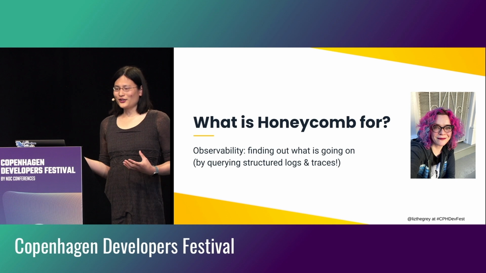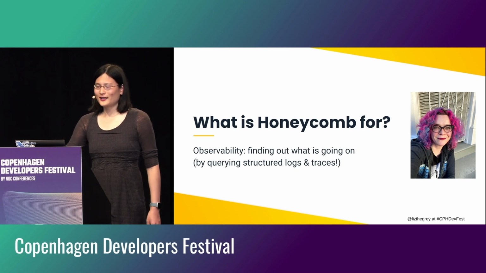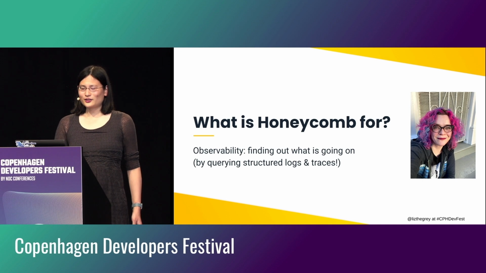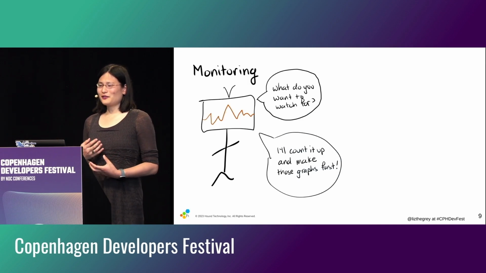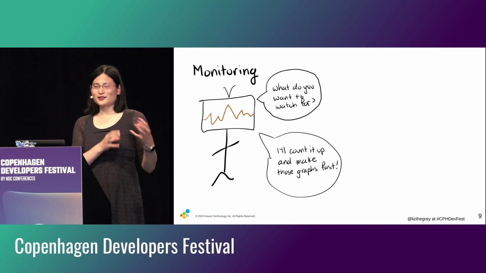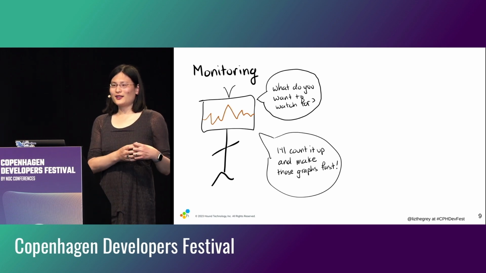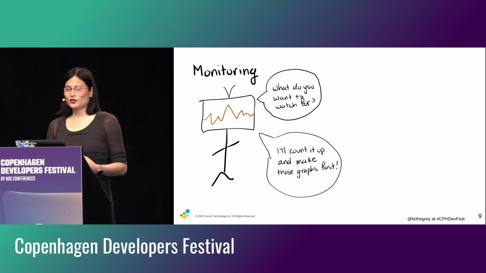So at Honeycomb, we help people understand how their systems are behaving and what's going on inside of their systems. And historically, we've thought about monitoring as you look at your application and your system keeps track of what's going on. Is everything normal, or are there situations that are abnormal that we need to send alerts on?